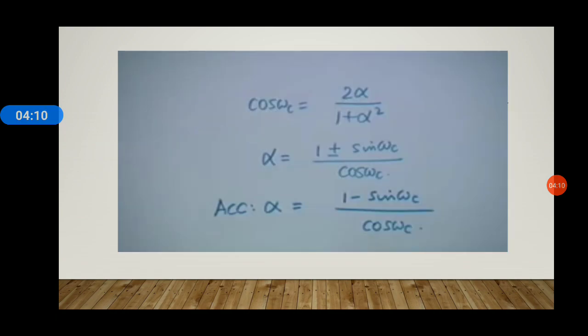So from here, after calculation, what we get is cos omega c equal to 2 alpha by 1 plus alpha square. So from here, alpha can be either (1 plus sine omega c) by cos omega c or (1 minus sine omega c) by cos omega c. But if we take 1 plus sine omega c by cos omega c, then the value of alpha would be more than 1, which is not allowed for the system to be stable. So the accepted alpha would be (1 minus sine omega c) by cos omega c.